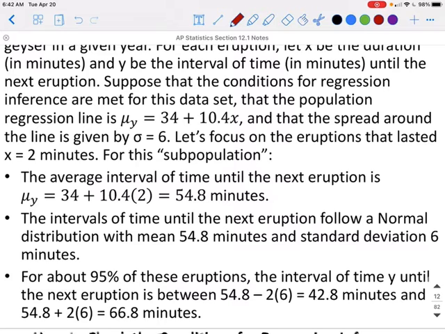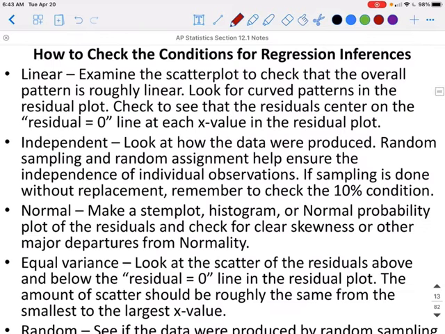For about 95% of these eruptions, the interval of time y until the next eruption is between 54.8 minus 2 times sigma, which is 42.8 minutes, and if we add 2 sigmas, because remember 95% is 2 standard deviations away, we get 66.8. So we can say about 95% of the eruptions will have an interval of time until the next eruption between 42.8 minutes and 66.8 minutes if their eruption time was 2 minutes.